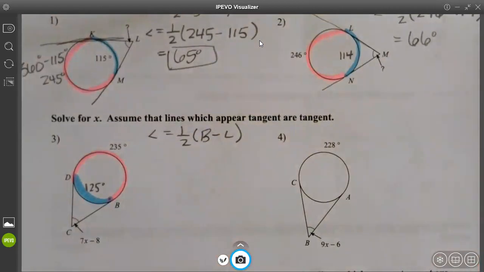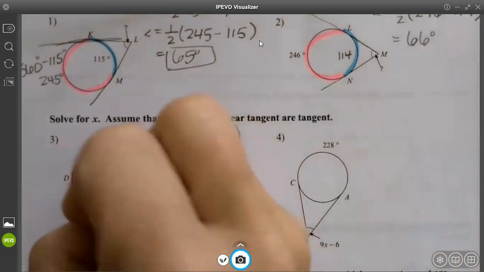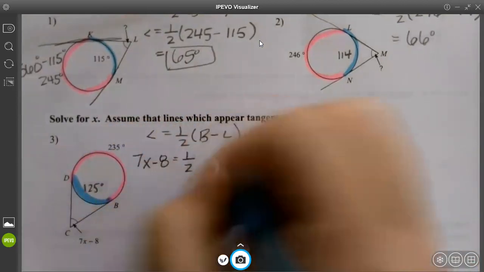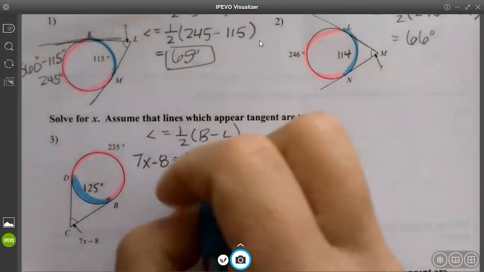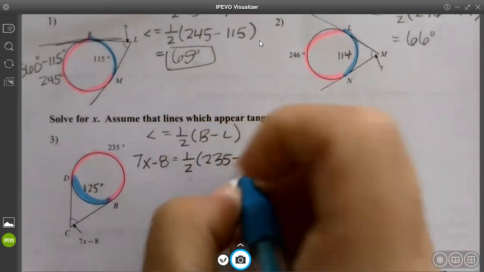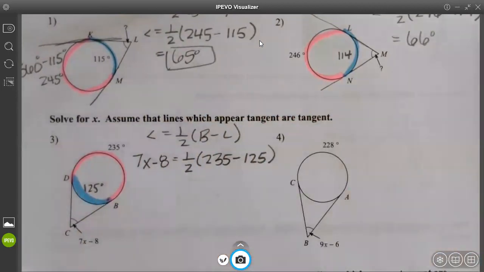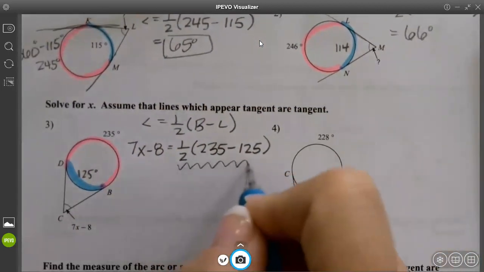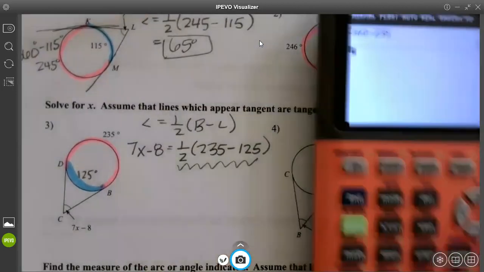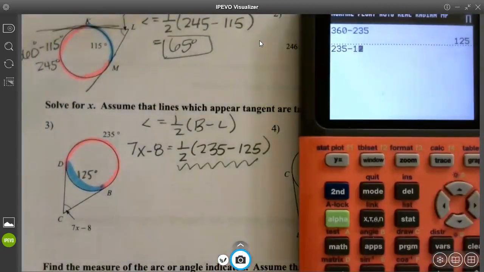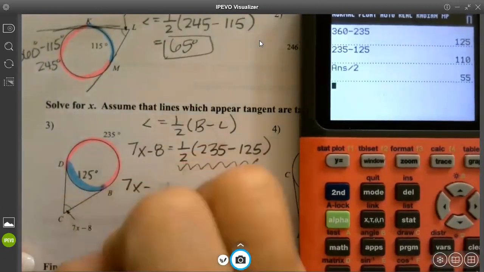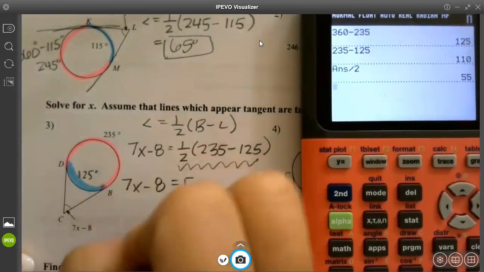And then here's the only difference. You're actually given an expression for the angle. So the angle is 7x minus 8 equals half of the big 235 minus the little 125. I'm going to go ahead and do this side first. So 235 minus 125 divided by 2 gives me 55.